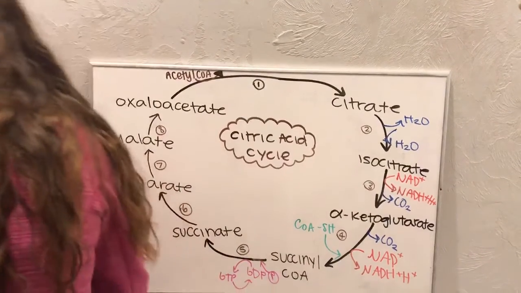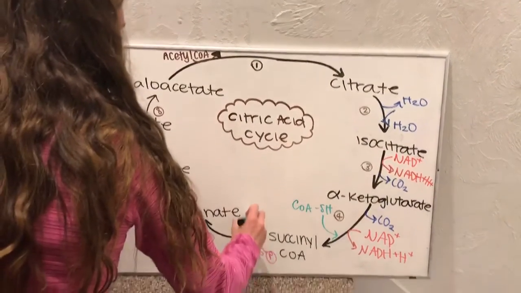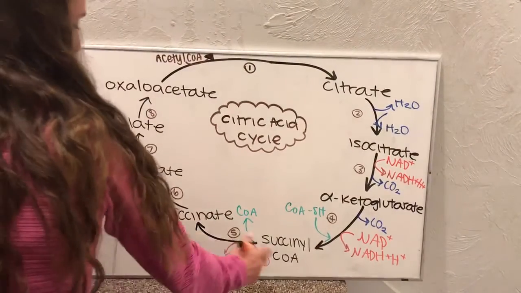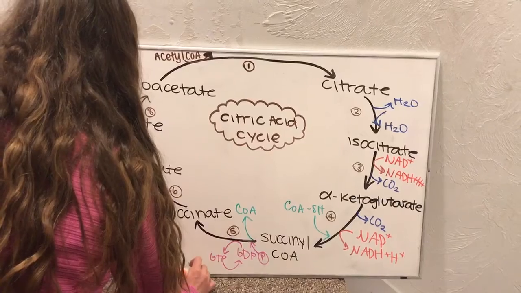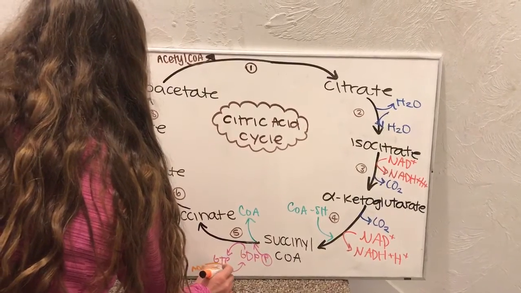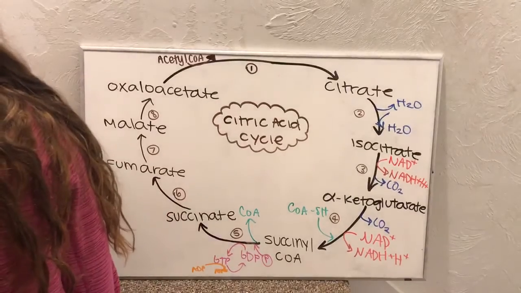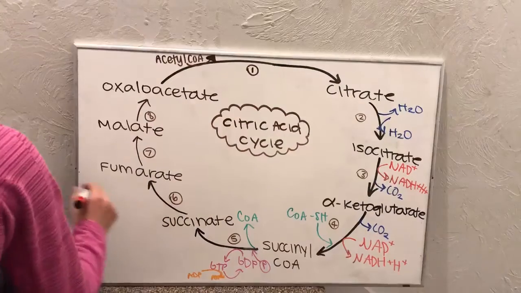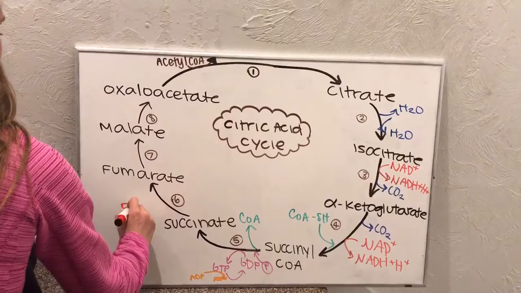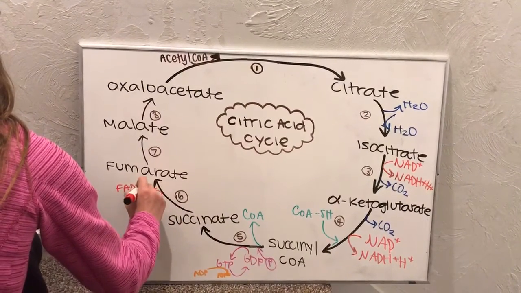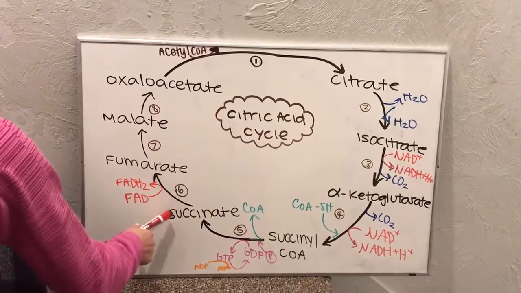This phosphate group kicks out coenzyme A. Sometimes, because of this additional phosphate group, ADP turns into ATP. GTP and ATP have similar functions. 2 hydrogens are added to FAD, thus producing FADH2. Also, it oxidizes the succinate.